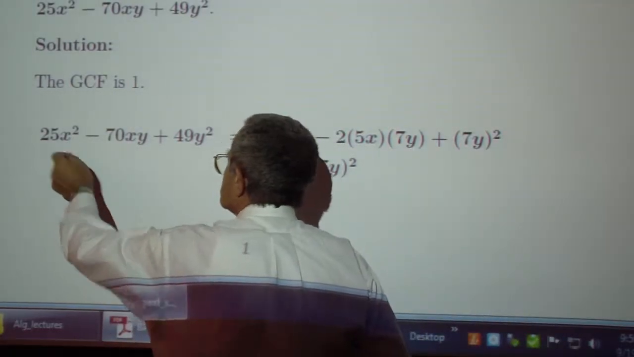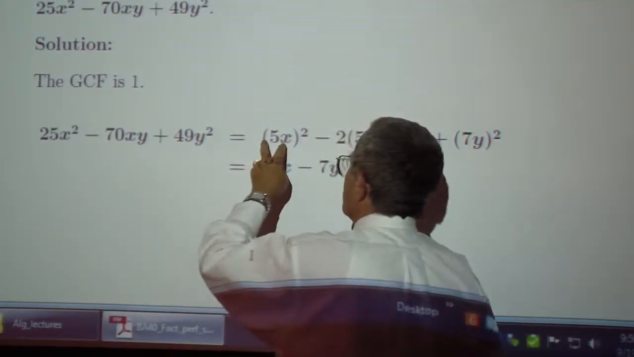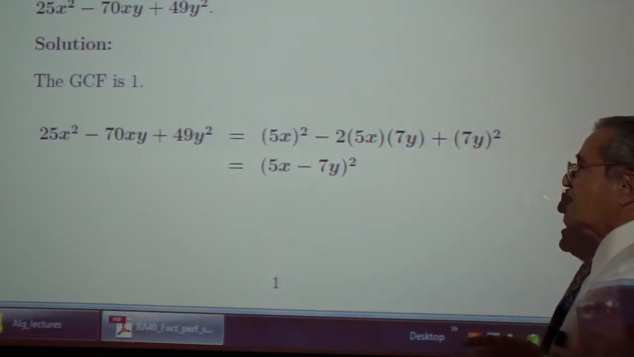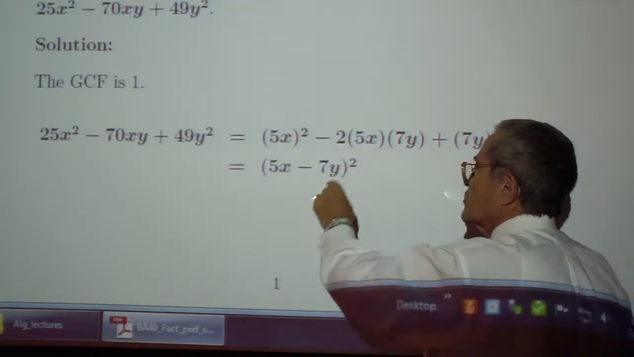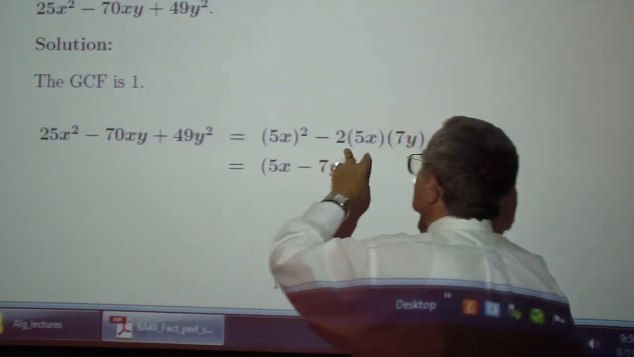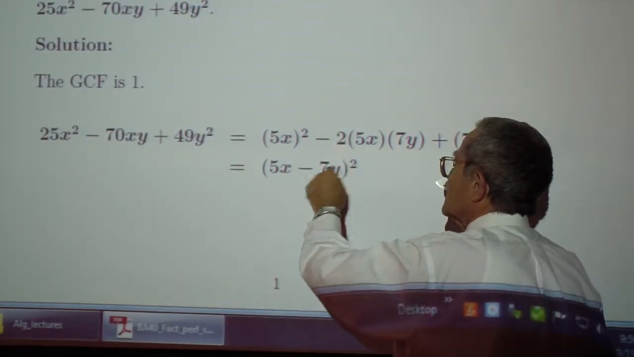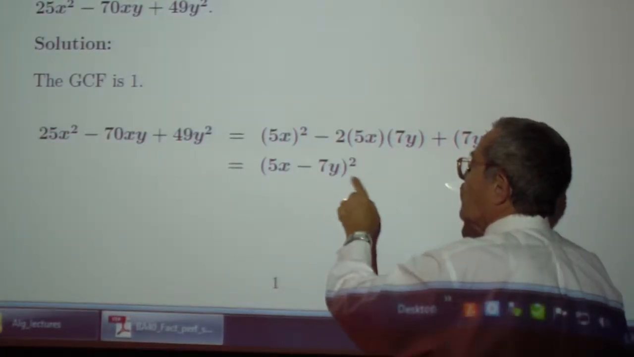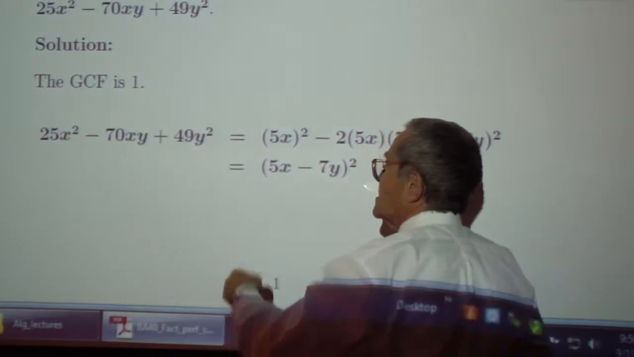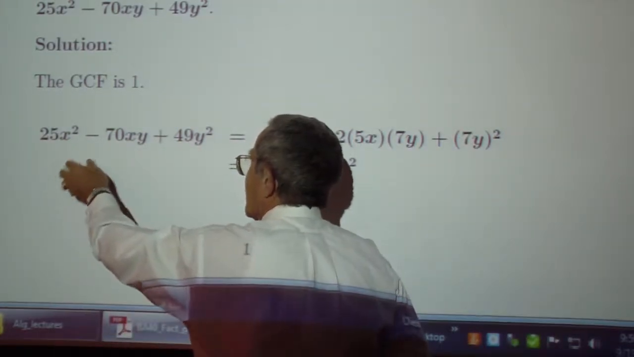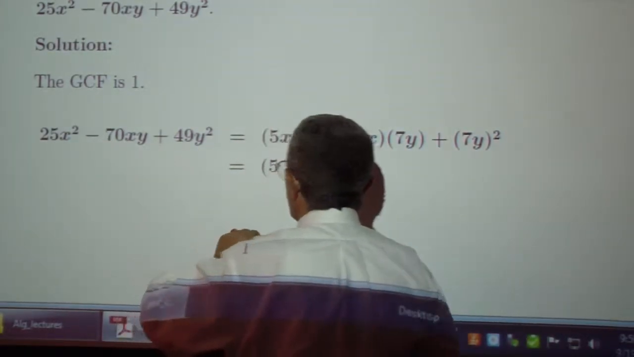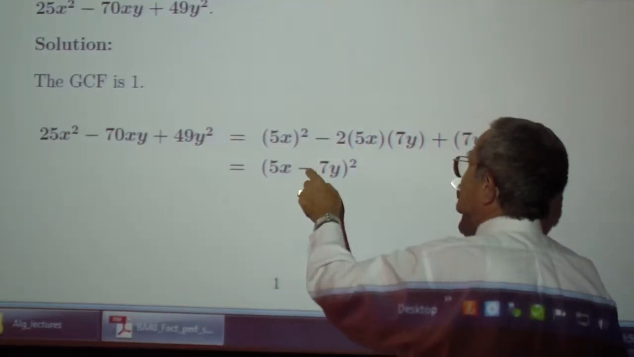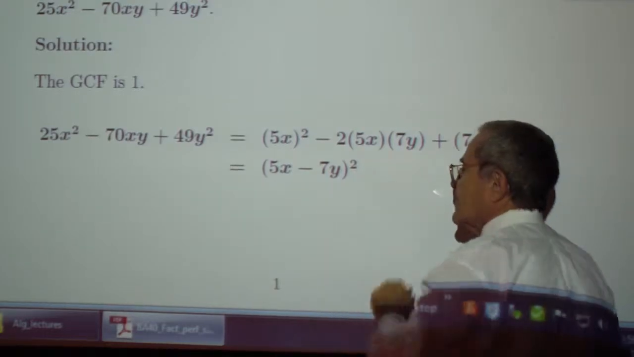This is a perfect square, this is a perfect square, 5x quantity squared, 7y quantity squared. Could this middle term be the double product? Double a, 5x, b, 7y. 70xy, yes, it is. So this is in the form of a squared minus 2ab plus b squared. That gives you a, which is 5x, minus b, which is 7y, quantity squared.